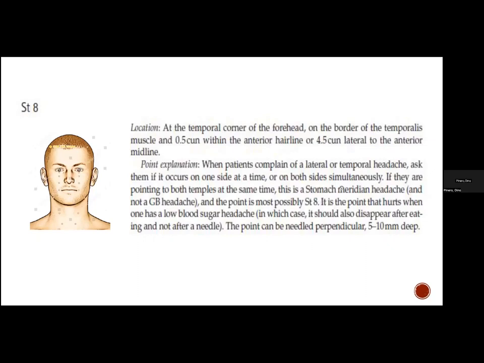It is the point that hurts when one has a low blood sugar headache. So pwede rin kung mababa ang blood sugar, ito po yung stomach ache ang sumasakit. In this case, it should also disappear after eating and not after needle. So if there is low blood sugar, ask the patient to have their meal or snacks. The point can be needled perpendicularly 5 to 10 mm deep. Okay.